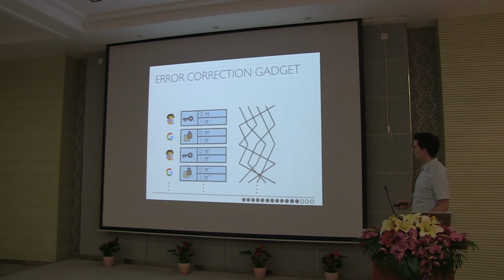Here's an example. We're going to use, say, EPR pairs according to the permutations that are given by the permutation branching program on Dora's side.